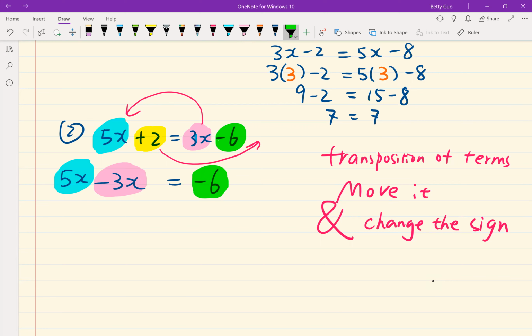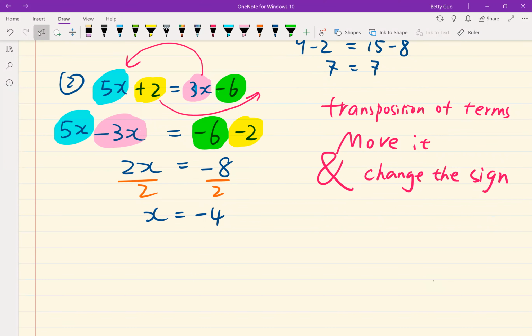And we want a yellow term moved over. So you just move it, but don't forget to change the sign. Change the sign, flip the sign. So positive 2 on the left becomes negative 2 on the right. Transposition of terms is a very useful, convenient, efficient technique. Now the like terms are together, let's combine them. 5x minus 3x, 2x. Negative 6 minus 2, negative 8. Divide both sides by 2. We have x equals negative 4, right?